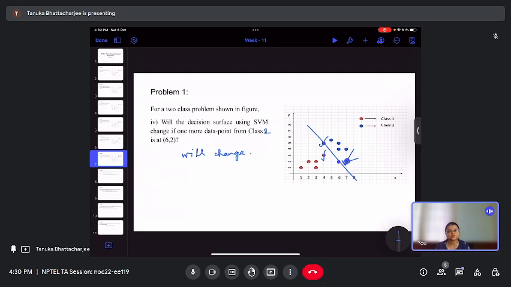If you have any question, you can ask at this point. Then we will move on to the agglomerative clustering. I will pause for 1 minute. If you have any question, you can ask now.